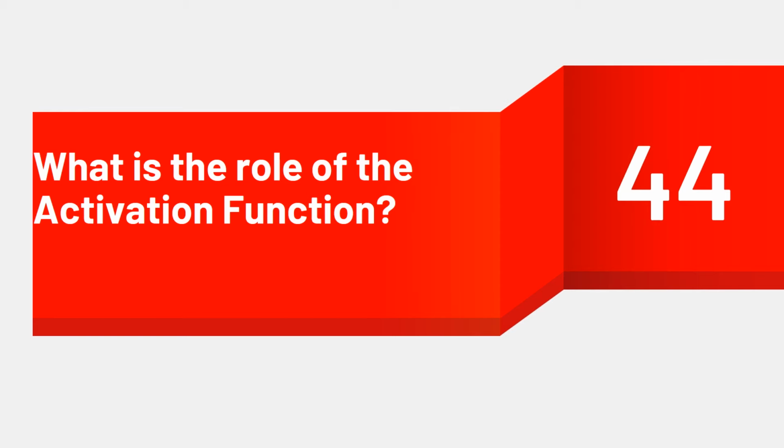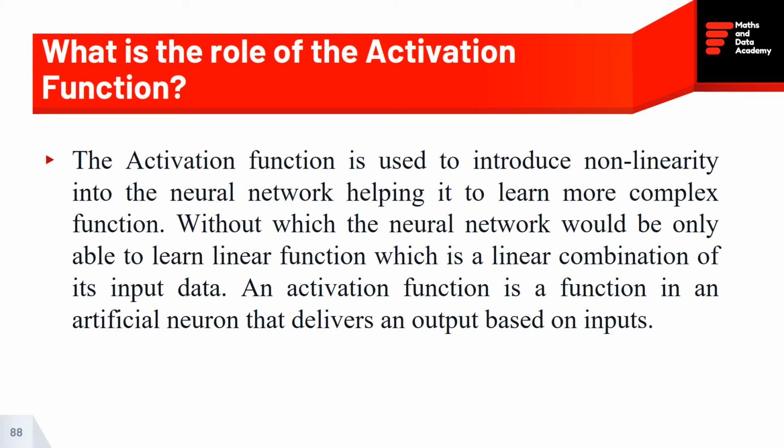What is the role of the activation function? The activation function is used to introduce nonlinearity into the neural network, helping it to learn more complex functions. Without it, the neural network would only be able to learn linear functions, which are a linear combination of its input data. An activation function is a function in an artificial neuron that delivers an output based on inputs.